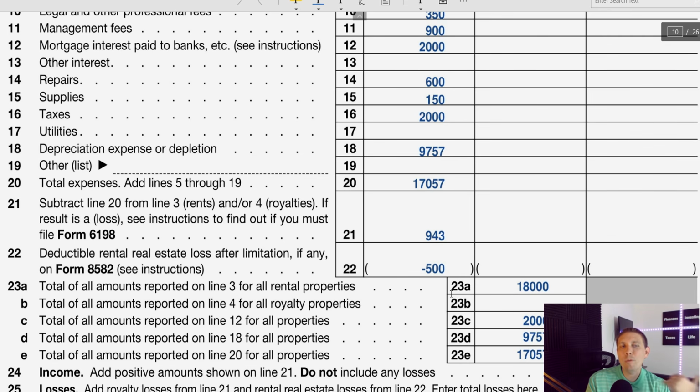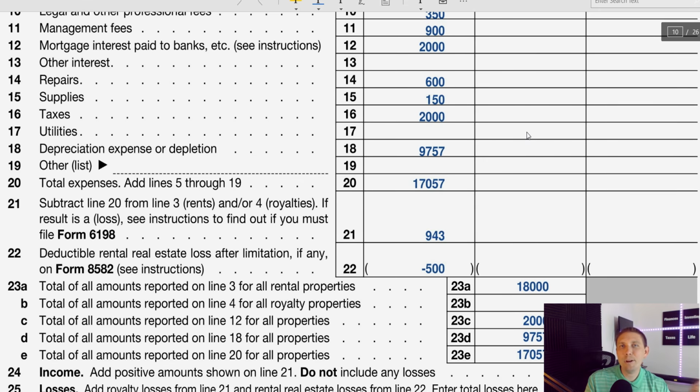But there's one more kick I threw in here just to show you guys the cool part about rental real estate: there's also a concept known as passive activity losses. Got that? Say it with me. Passive activity loss. For most people, renting out real estate, whether it's commercial, residential, whatever.